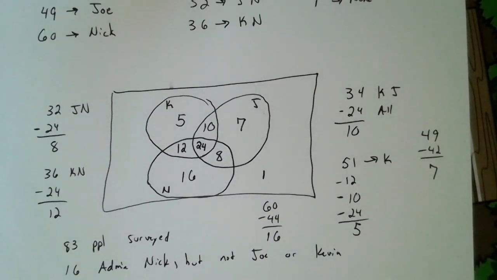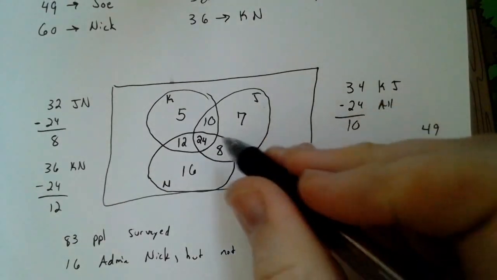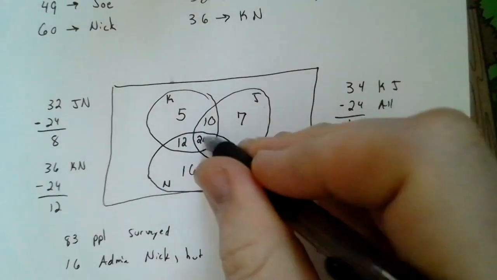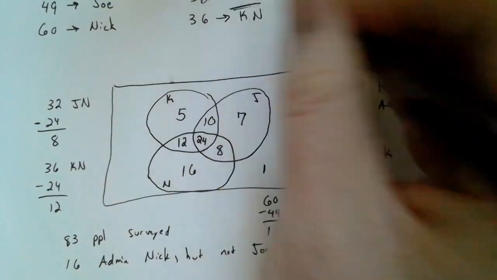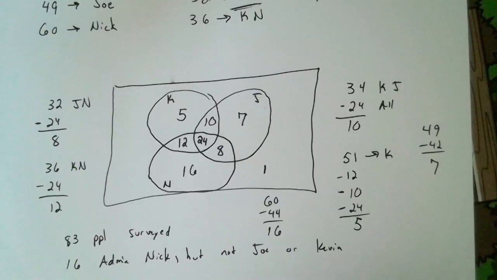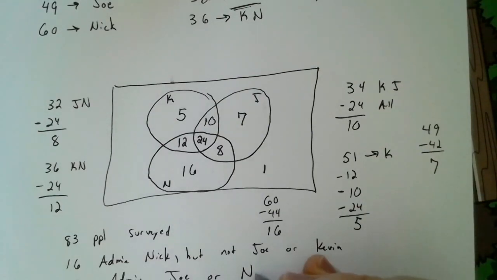Okay. How many admire Joe or Nick, right? So our Joe or Nick space. Now here, Joe or Nick, where this whole circle overlaps, we got 24 plus 8 is 32. We already knew that. That was given to us, right? How many admire Joe or Nick? So 32 admire Joe or Nick. Oh, I'm sorry. That's Joe or Nick. My apologies. So what are we actually talking about here? I'm wrong. My apologies. All right, so Joe or Nick.